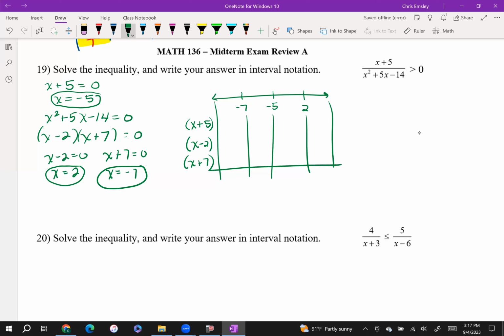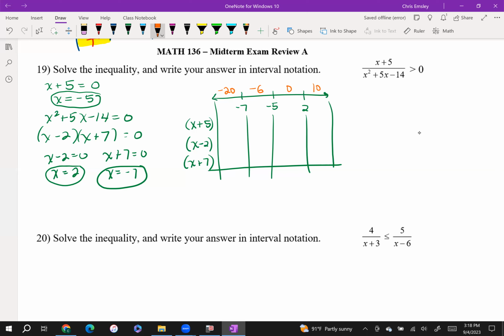Then we need to choose some test values, some x values from each one of these sections of our number line. So I need something smaller than -7. Let's go with -20, definitely smaller than -7. Something in between -7 and -5. Only one whole number in there, so we'll use it. Something between -5 and 2, and something bigger than 2. You don't have to have those exact same values as me. You just need to make sure you choose something in each one of these intervals.